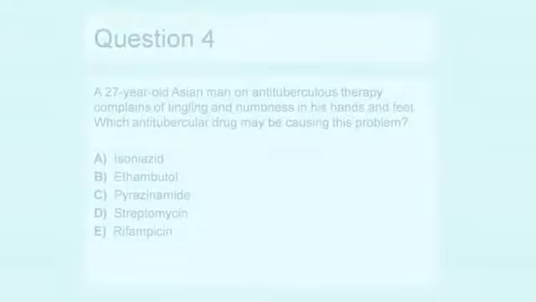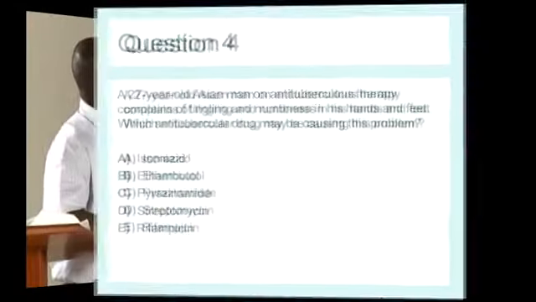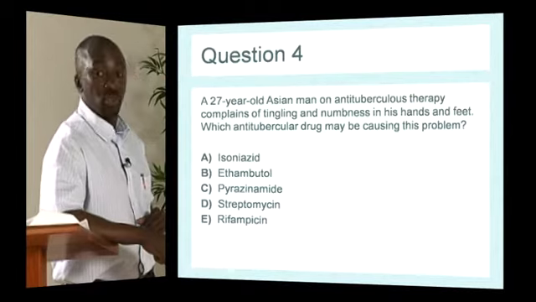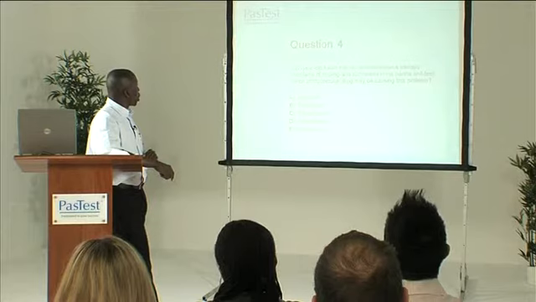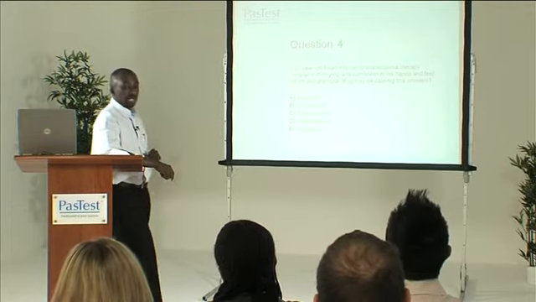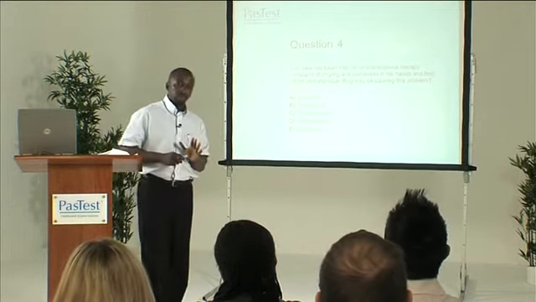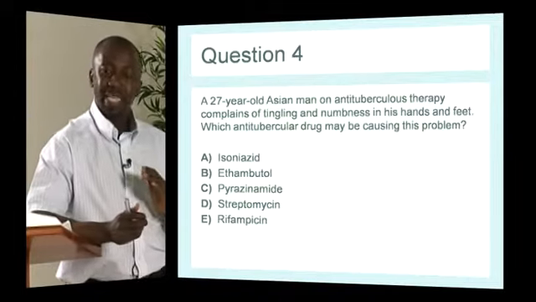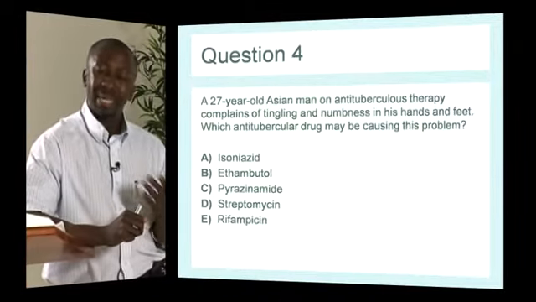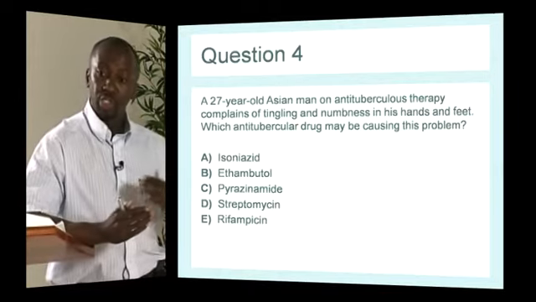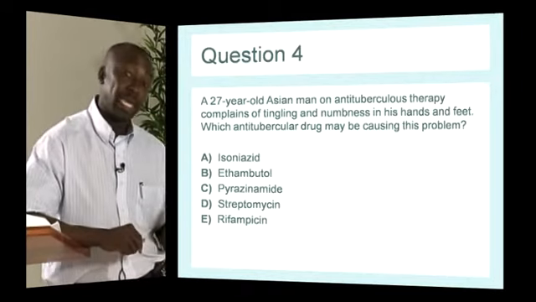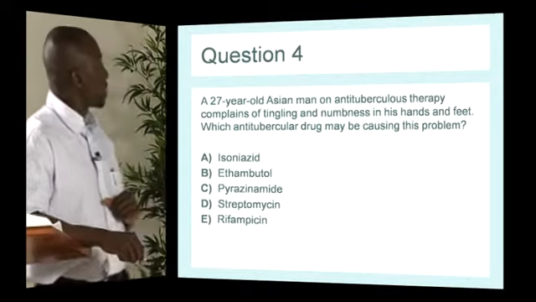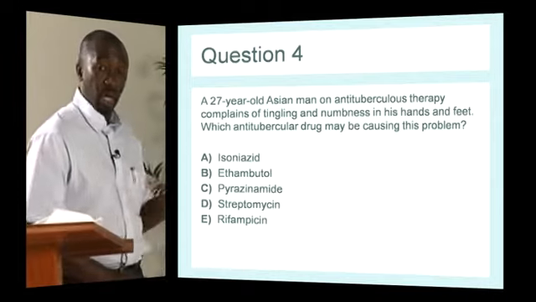We will now move on to question 4. A 27-year-old Asian man on anti-tuberculous therapy complains of tingling and numbness in his hands and feet. Which anti-tubercular drug may be causing this problem? This is a very important question. It combines a lot of aspects of metabolism because it talks about genetic polymorphisms, slow acetylators, fast acetylators, and also inhibition of enzymes. There is only one correct answer, and I'll leave you some time to consider that.